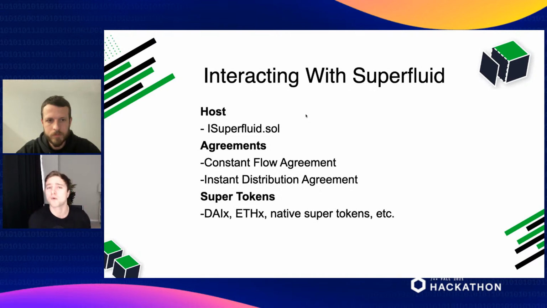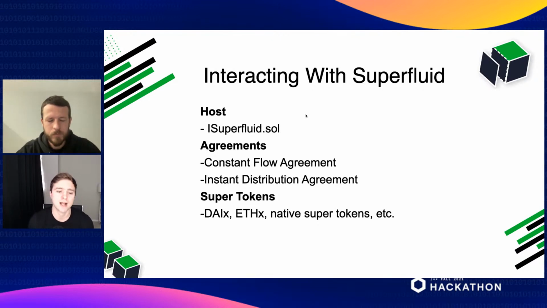We're going to add more in the future, but right now we have two key agreements. One of them is a constant flow agreement that enables the money streaming that Fran was talking about. And another is an instant distribution agreement. We're not going to walk through the instant distribution agreement today, but it's pretty cool. You should check it out. It lets you send transactions to large numbers of recipients with really no marginal gas costs. So would definitely recommend looking at it, even though we're not going to go through it today.